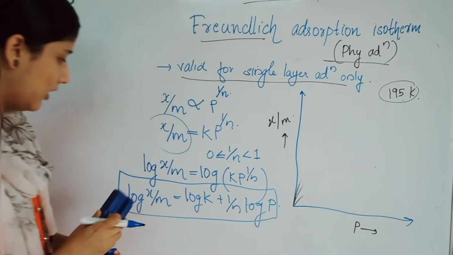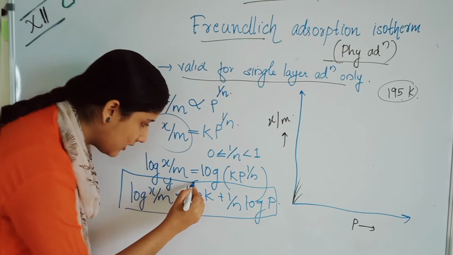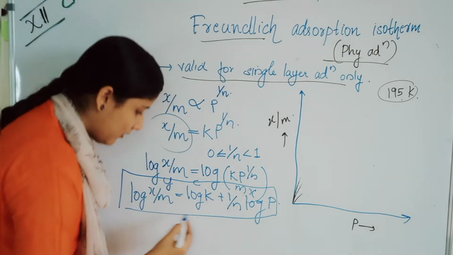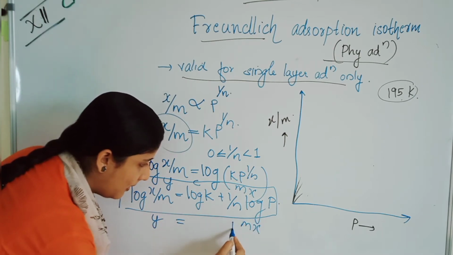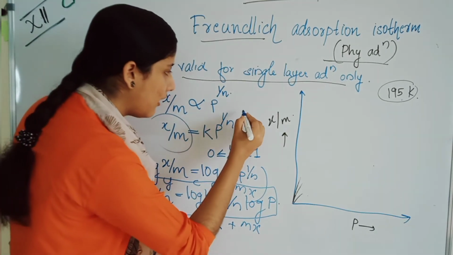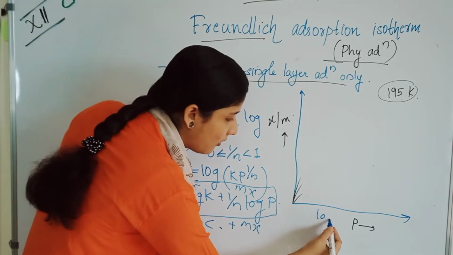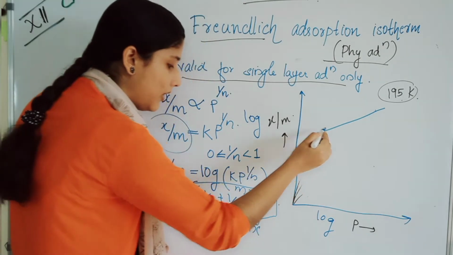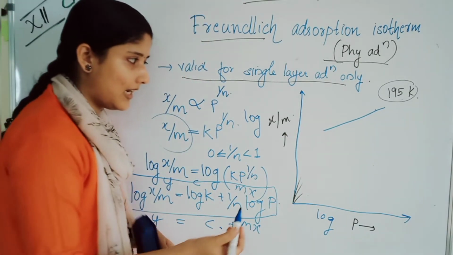Okay, if we draw a graph with what? This is of the form y is equal to mx plus c. This is mx. y equal to mx plus c. Okay. So if we plot a graph with log x by m and log P, what will we get? We will get a straight line, because this equals the equation of a straight line. We will get a straight line.